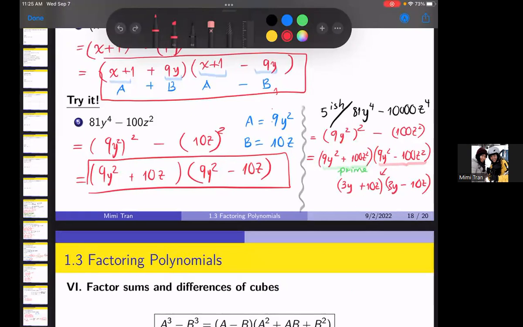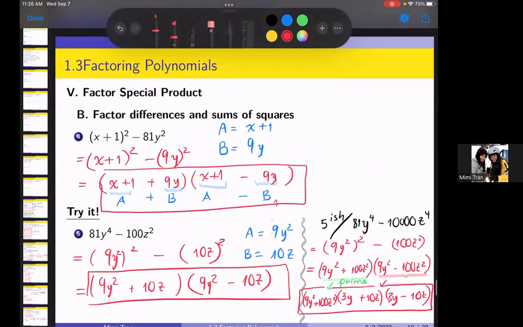And the last one is bring down that prime thing. If I have something like that on the exam, make sure you factor it completely. Do you have any questions up to this point?